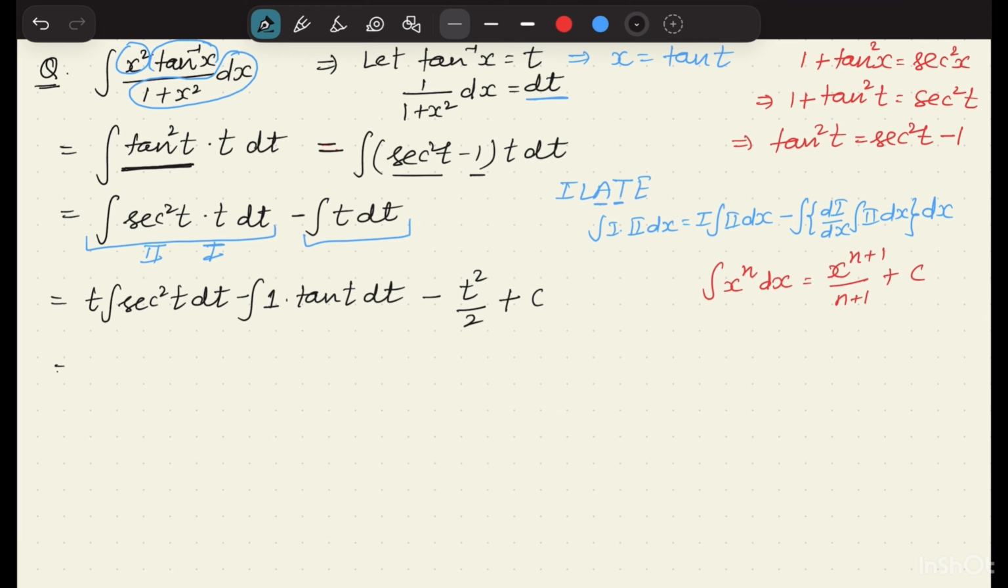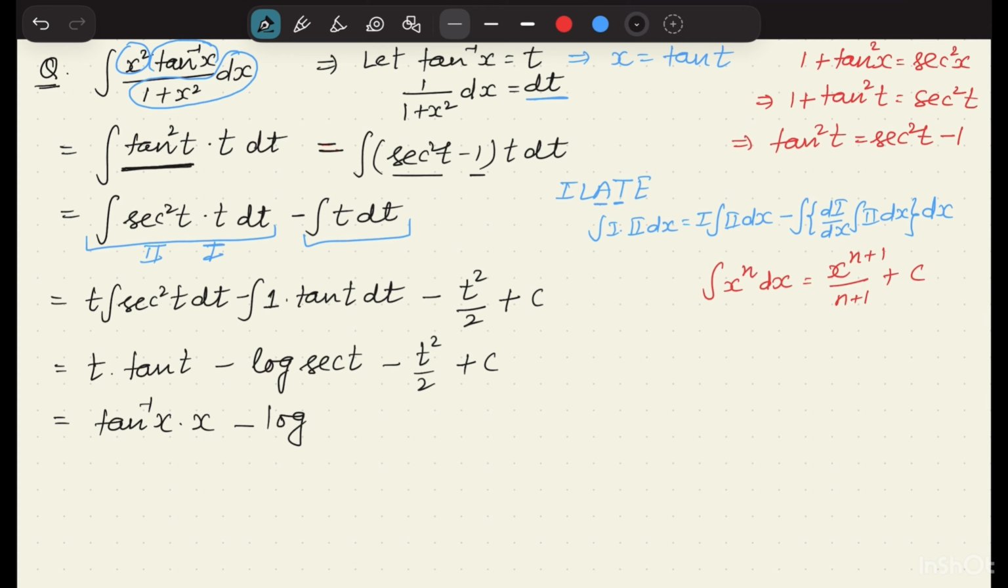Now t into integration of sec square t is tan t, minus integration of tan t is log sec t, minus t square upon 2 plus c. Now we can put the value of t here. So the value of t is tan inverse x. So tan inverse x into tan t, which is x, minus log.